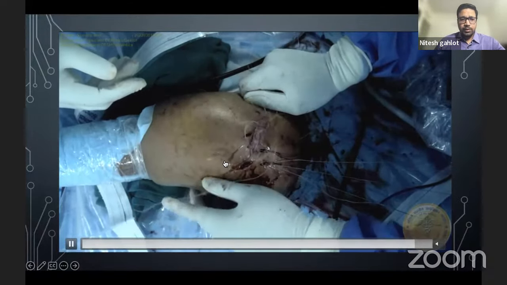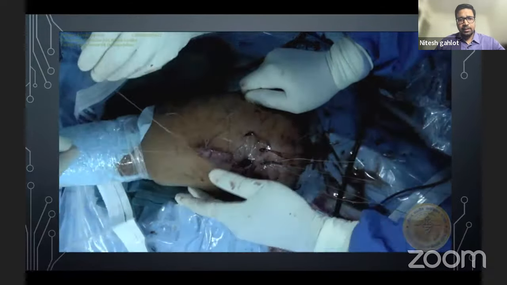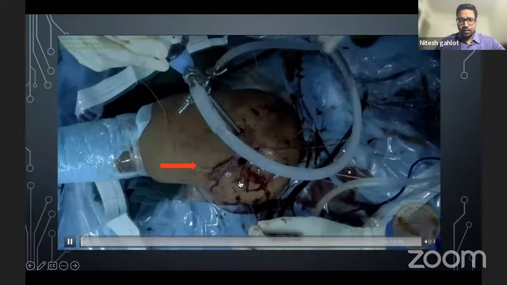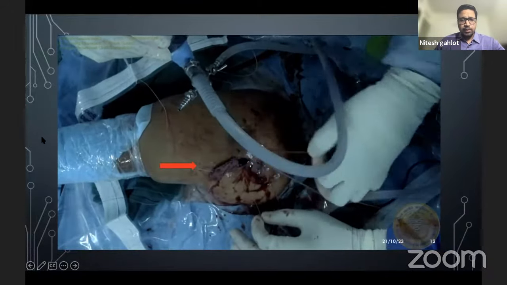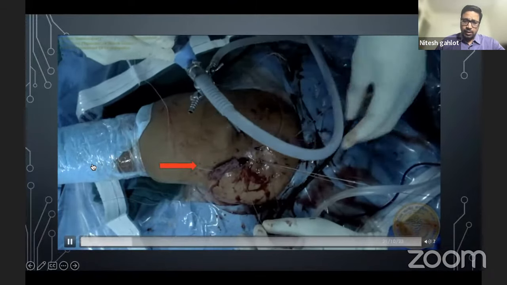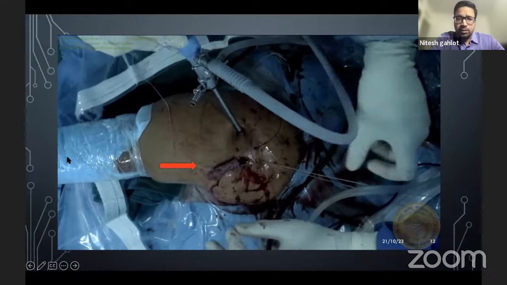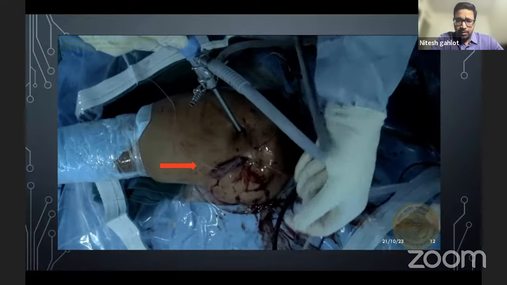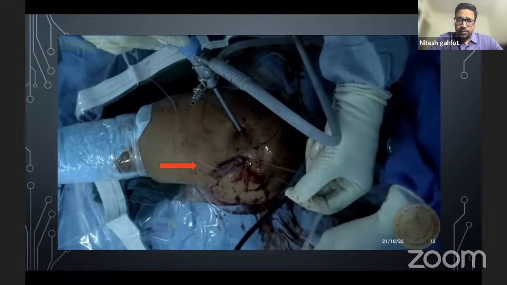This is the final position when all the sutures have been passed from the medial and the lateral aspect of the graft. Then we start pulling the graft. We start pulling the medial limbs of these threads, which were passed through the medial part of the graft. And these were the glenoid anchor limbs.